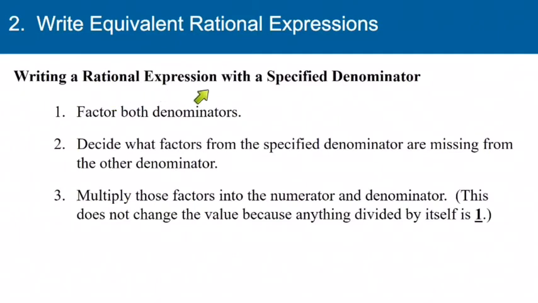If you need to write a rational expression with a specified denominator, then if it's not obvious like it was in the last couple of examples, you'll need to factor both denominators, the beginning fraction and the fraction that you're trying to get to. And then you'll decide what factors from the target denominator are missing from your first denominator. And whatever's missing, multiply that into the denominator, but you'll also have to multiply it into the top. Multiplying top and bottom by the same thing does not change the value because anything divided by itself is 1. So basically we're just multiplying by a big fancy 1.